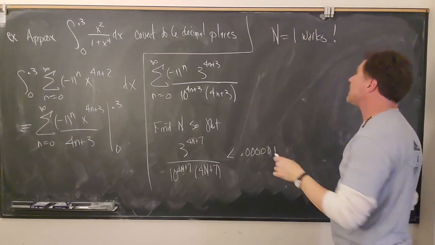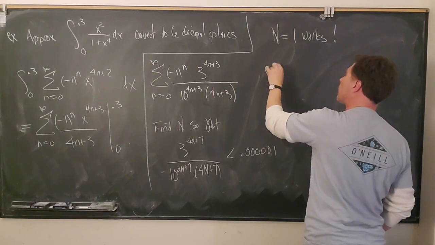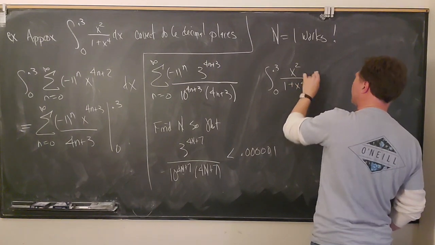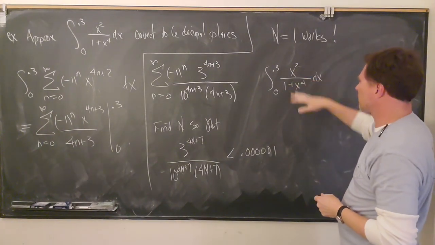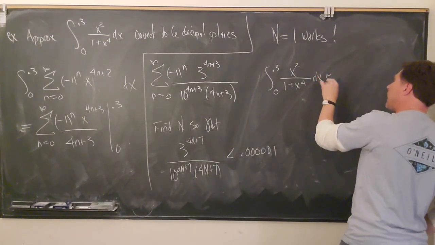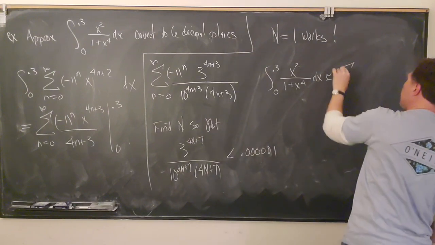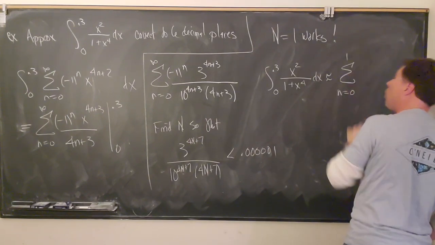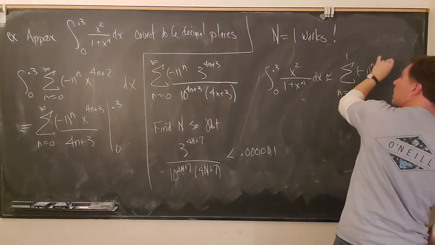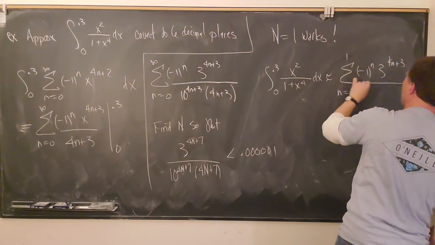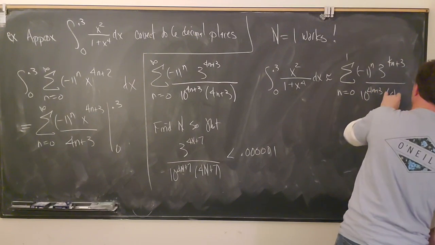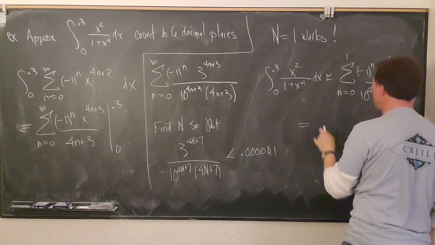And so, what does that tell us? It tells us that the integral from 0 to 0.3 of x squared over 1 plus x to the 4th dx is not one that I really want to integrate on its own, finding the antiderivative and so on. So by approximating it, what's it equal to? It's equal to the sum n equals 0 to 1. I think I said equals, I meant approximately equals. 3^(4n+3) over 10^(4n+3) times (4n+3). And what would this give us?